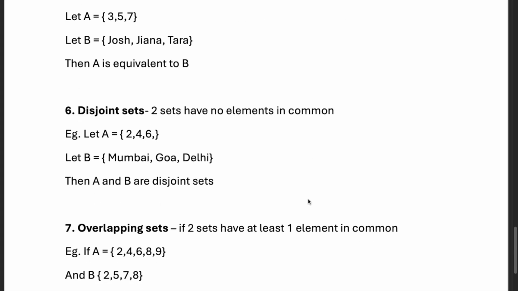Disjoint sets are two sets that have no elements in common. Example, A is equal to {2, 4, 6}. Sorry, there's no comma after the 6. B is equal to {Mumbai, Goa, Delhi}. Anything in common? Nothing in common. So they are disjoint sets. But are they equivalent sets? Yes, because both have the same number of elements.